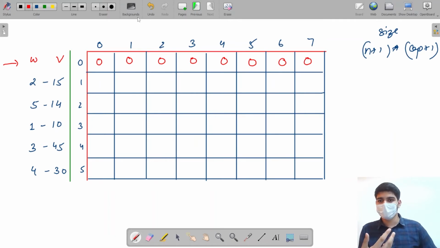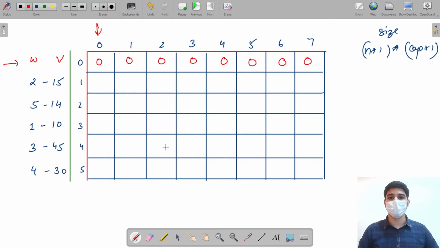Now if we observe the very first column, the very first column says what can be the maximum value when the capacity is 0, right? If the capacity is 0, can I fill anything in the bag? If my bag cannot withstand anything, that means its capacity is 0. Can I fill anything in the bag? No, I cannot. That means that the first column itself would also be filled with zeros throughout, right?